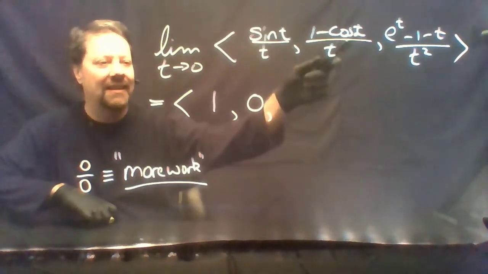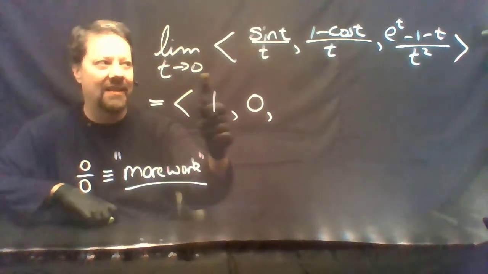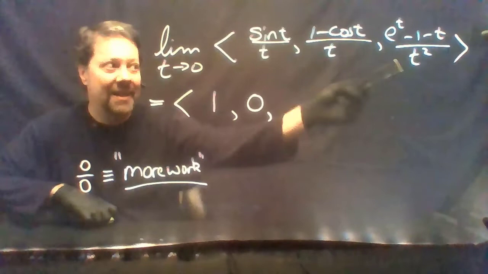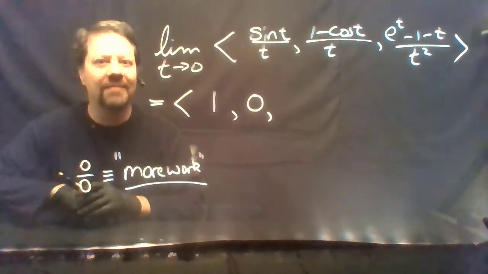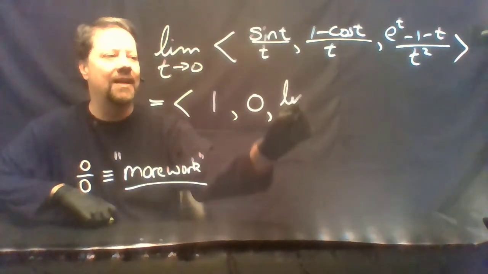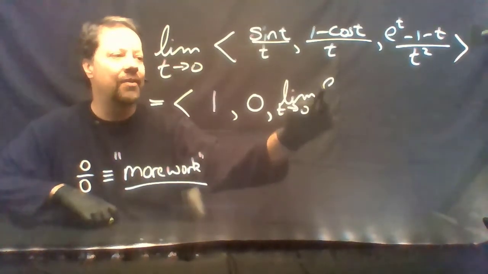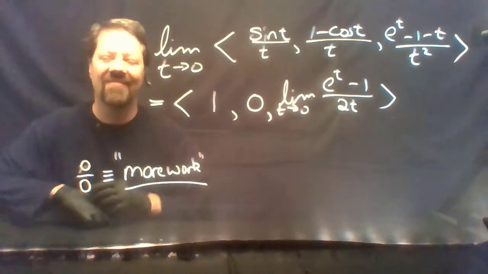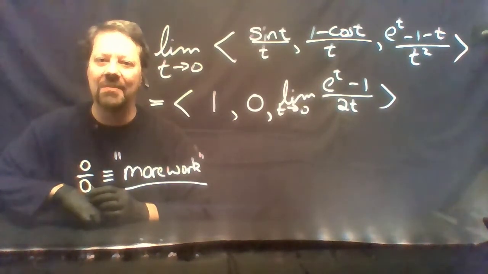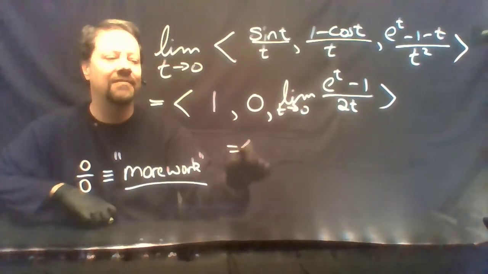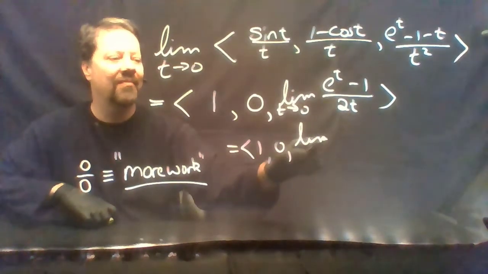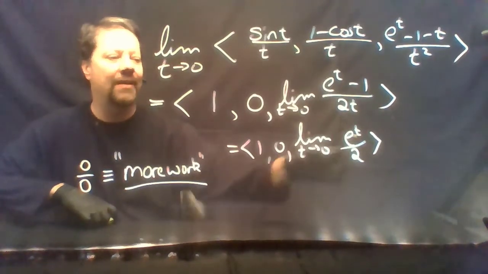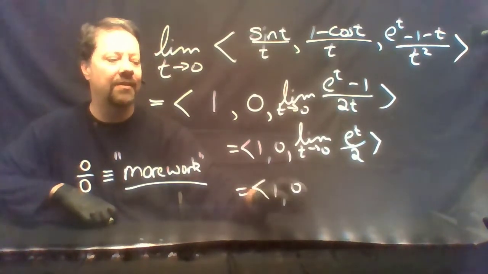On the last one, it too ends up being a L'Hopital's rule case. E to the 0 is 1. 1 minus 1 is 0 minus another 0, all divided by 0 squared. You get 0 over 0. More work. Well, L'Hopital's rule says take the limit as t goes to 0 of the derivative of the top over the derivative of the bottom. You still have a L'Hopital's rule case because it's still 0 over 0. So we'll take the derivative again, the derivative of the top divided by the bottom. Now as t goes to 0, we'll have 1, 0, 1/2.